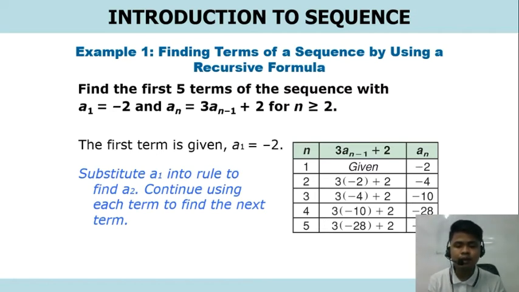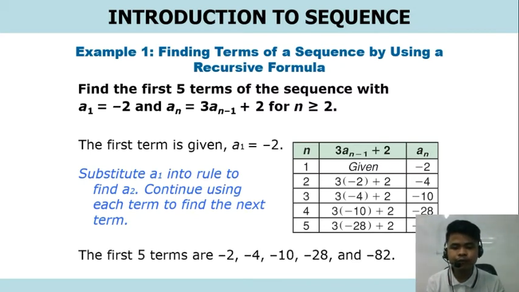The next, to find the fifth term, we need the value of the fourth term, which is negative 28. We'll just substitute negative 28 to A sub n minus 1. Okay, so that it will become 3 times negative 28 plus 2. Okay, negative 28 times 3, it is equal to negative 84. Plus 2, it is equal to negative 82. Therefore, the first 5 terms are negative 2, negative 4, negative 10, negative 28, and negative 82.